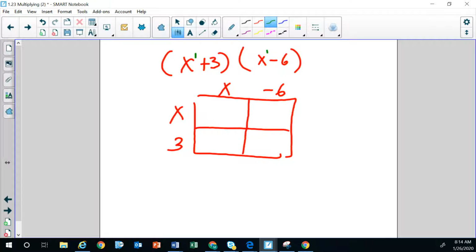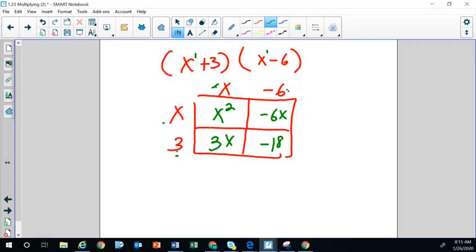My x on the left side, I'm going to multiply this x times this x. So when I multiply them, that's going to give me x squared. Then I'm going to take this x again and multiply it by the -6, and that gives me -6x. Now I'm going to go down and use the 3. I multiply the x on top, I'm going to get 3 times x, that's going to give me 3x. I take 3 and multiply by the -6, and that gives me -18.